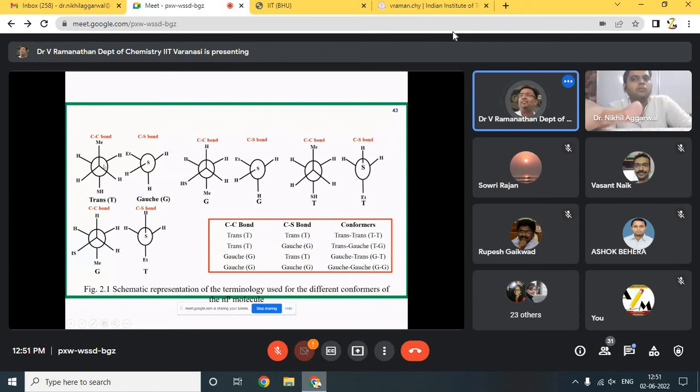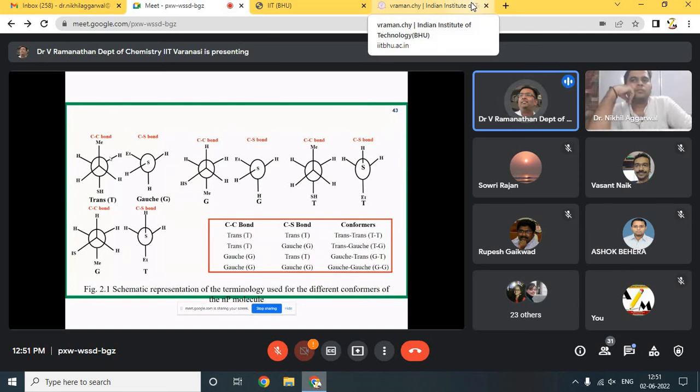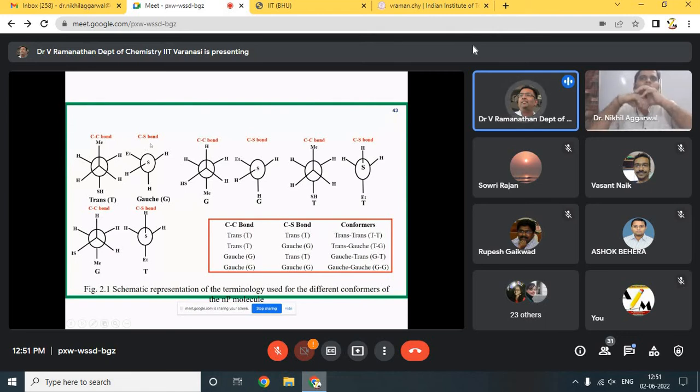So if you look at it from the CC bond, this is the beta C. Alpha C is the carbon on which the sulfur is attached. Then that's your alpha C. So alpha C and S is your CS bond. Beta C and alpha C is the CC bond, is what I'm referring to here. So the Newman projection along the CC bond looks like this, which is designated as trans. The Newman projection along the CS bond is designated here, and this is referred to as the gauche.